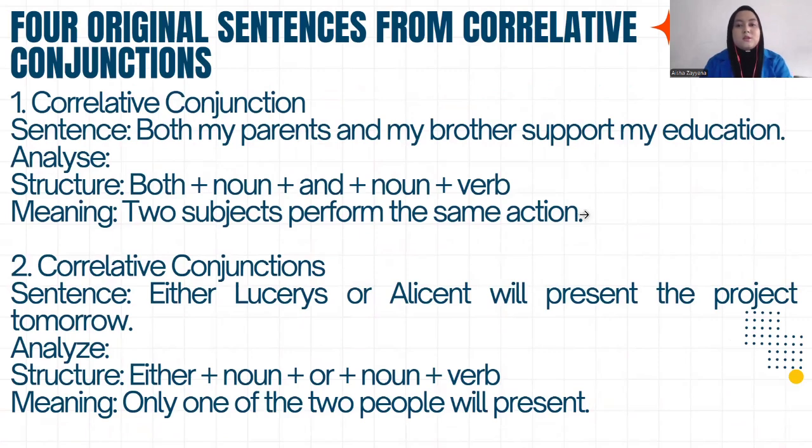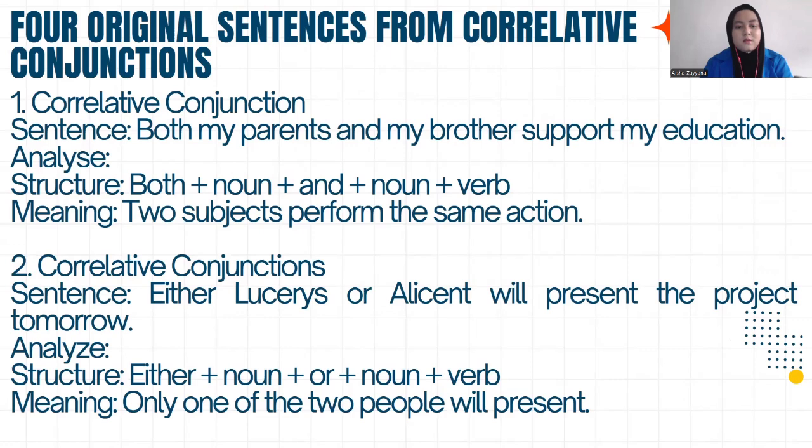And for original sentences using correlative conjunctions, number one, the sentence is: both my parents and my brother support my education. The structure is both plus noun plus and plus noun plus verb. The meaning is two subjects perform the same action.